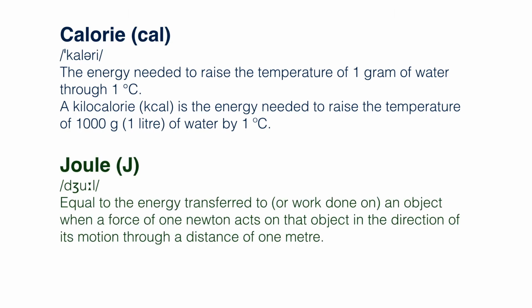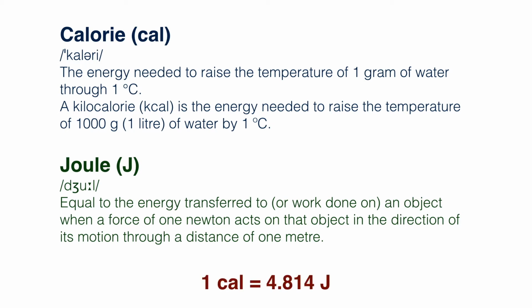kilojoules. A joule is defined as equal to the energy transferred to, or work done on, an object when a force of 1 Newton acts on that object in the direction of its motion through a distance of 1 metre. If you're thinking, huh? I can only say that the definition doesn't do much for me either. The bottom line is that both the joule and the calorie, or for us, the kilojoule and the kilocalorie, are measures of energy in food.